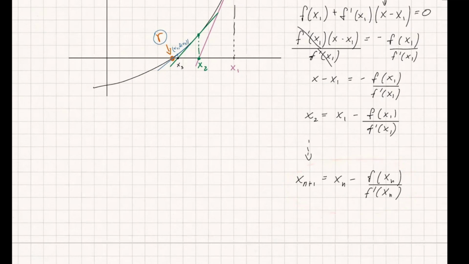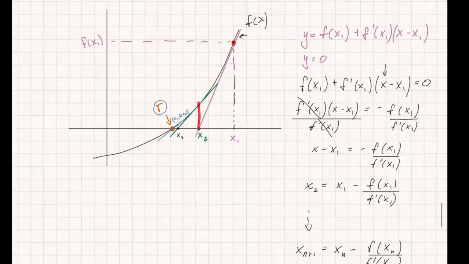So each time you start somewhere and then you draw a tangent line, you find the root of that tangent line, you evaluate it on the curve, and then that's going to be your next iteration. You again draw a tangent line through that point, you find the root of the tangent line. That would be your next iteration. You evaluate it at the function, and then you again repeat the process again and again until you reach that R.